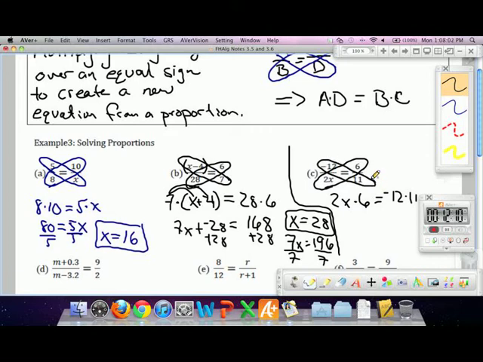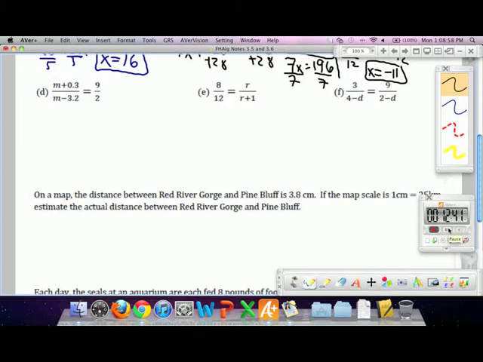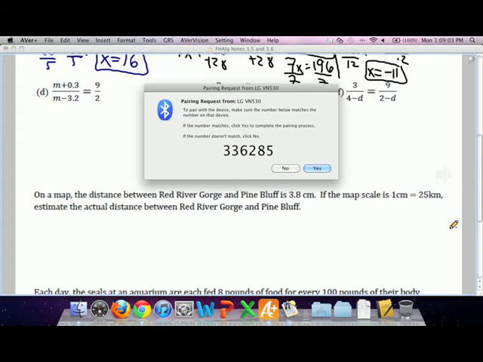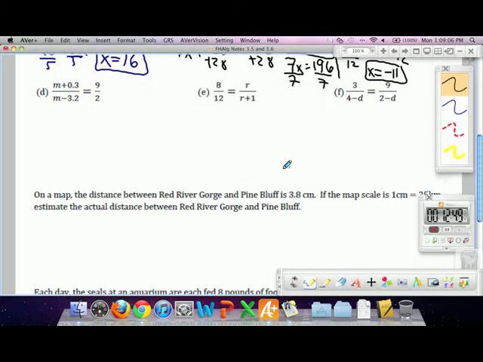2x times 6 is 12x. Negative 12 times 11 is negative 132. Divided by 12. x is, what, negative 11? Okay. If we start with what's called a binomial, if you have things added together, group them together. So start by grouping the numerator and grouping the denominator, and cross multiply.